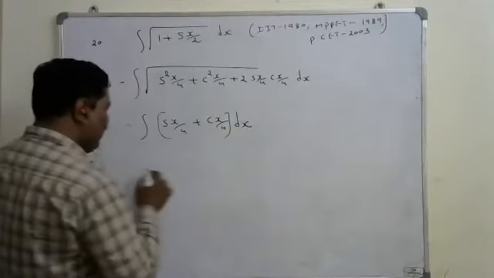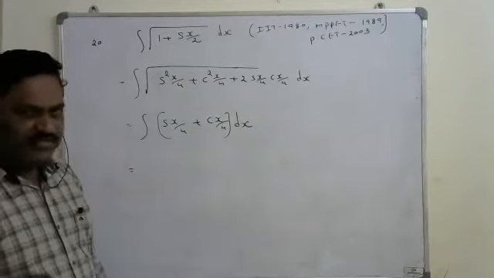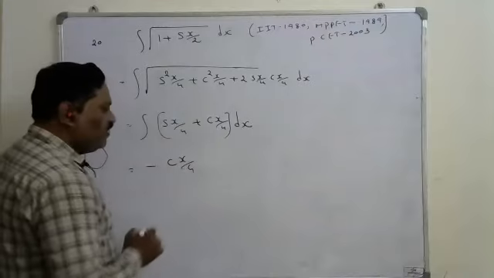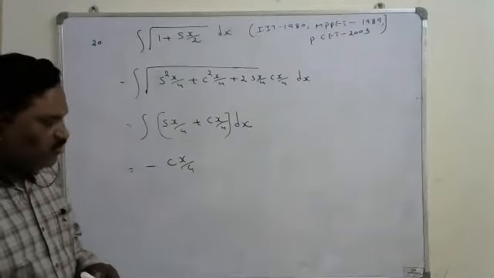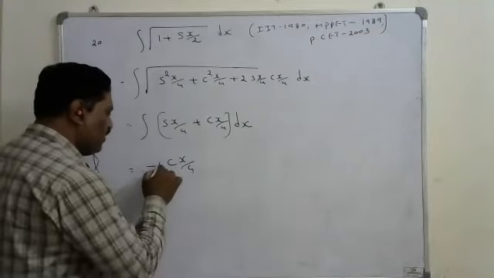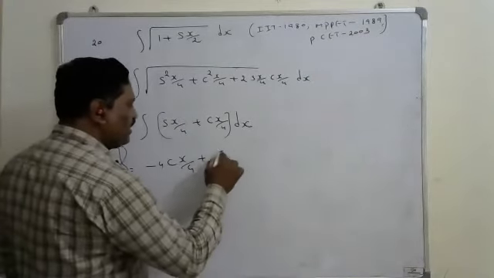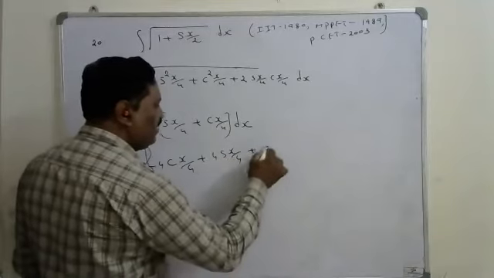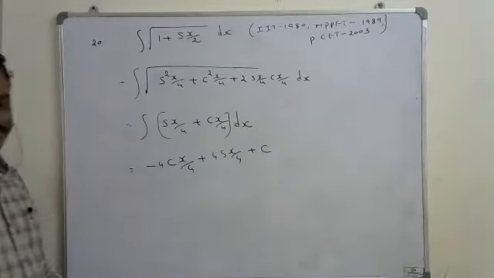Now if you integrate this, the integral of sin is minus cos x by 4, and since the coefficient of x is 1 by 4, we divide by 1 by 4, which means the 4 comes to the numerator. Plus sin x by 4 upon 1 by 4, so into 4, plus c. That is the answer.